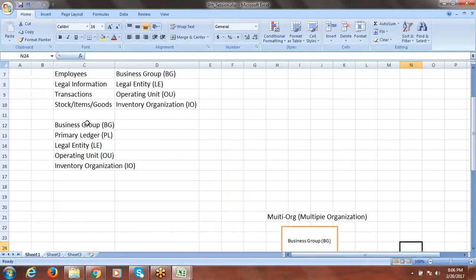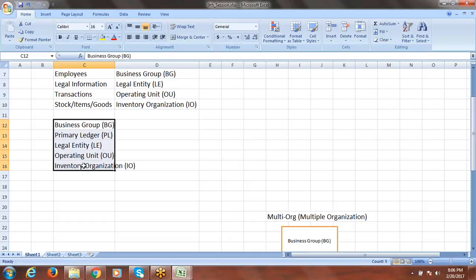Let's try to understand, on what basis we have to decide. Say you are doing the implementation for XYZ company. The big question is, on what basis do we create the business group? How many business groups does the client require, how many primary ledgers, how many legal entities, how many operating units, how many inventory organizations? The question is how many and why. This is a very important point to understand this concept.